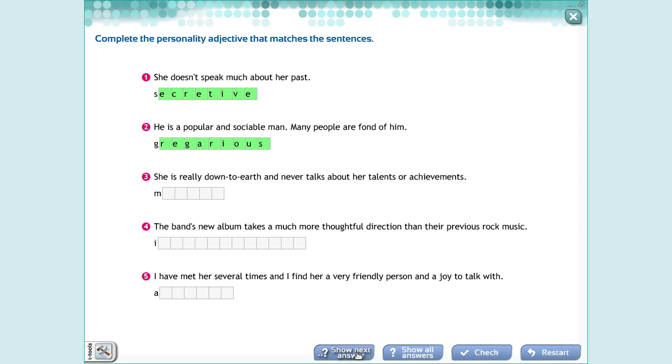She is really down to earth and never talks about her talents or achievements. Someone that is modest. I think this one is Maria Eduarda. She's a modest girl. The band's new album takes a much more thoughtful direction than their previous rock music.